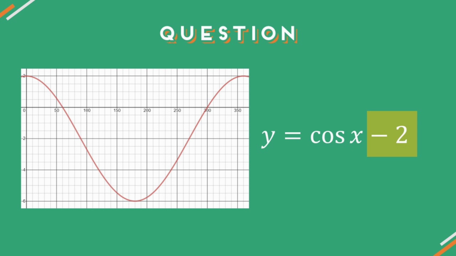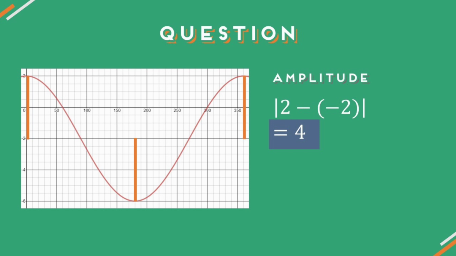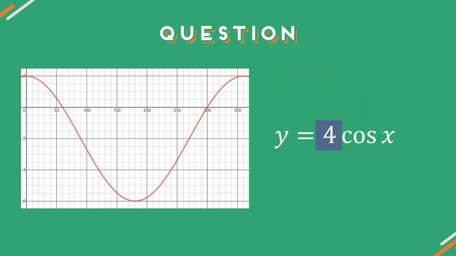And then, after that, pay attention to the amplitude. The amplitude itself is the distance between the middle part and the maximum or minimum value. If you look there, the maximum value is 2. So the distance is 2 minus minus 2, which equals 4. So the cosine is multiplied by 4.